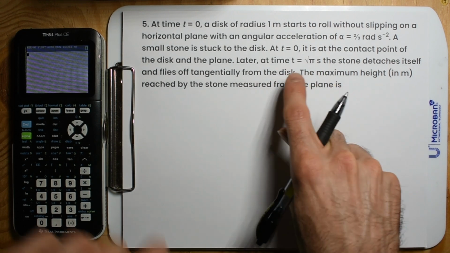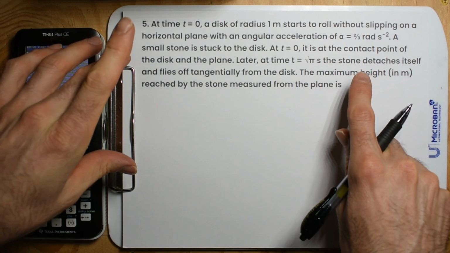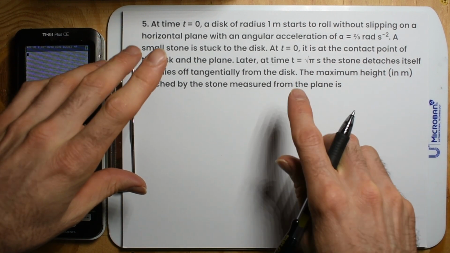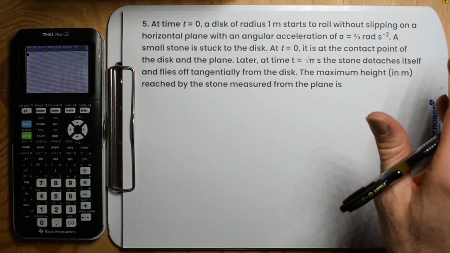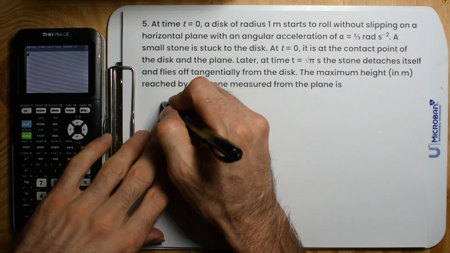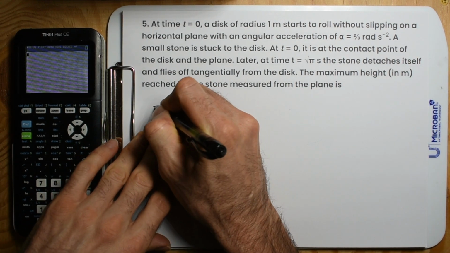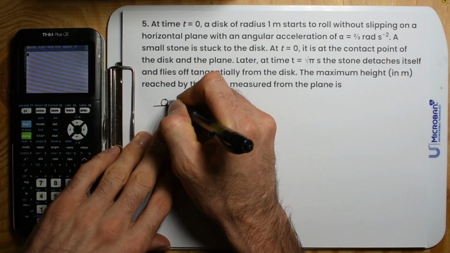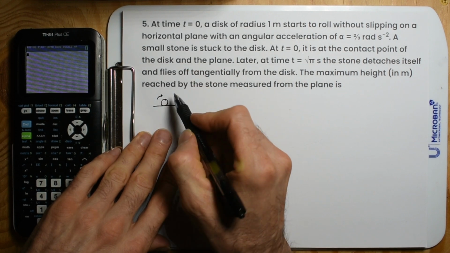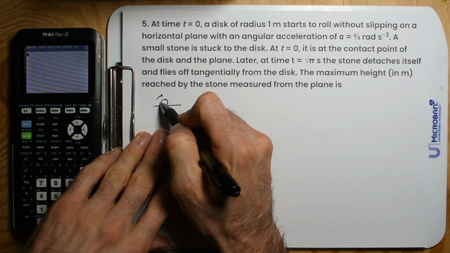It's a disc, and it's got a rock attached to it, and then it spins, and then at some point the rock flies off. You know what I mean? And so I'm just going to draw smaller pictures. And so let's say it's rolling this way, and the rock flies off right there.